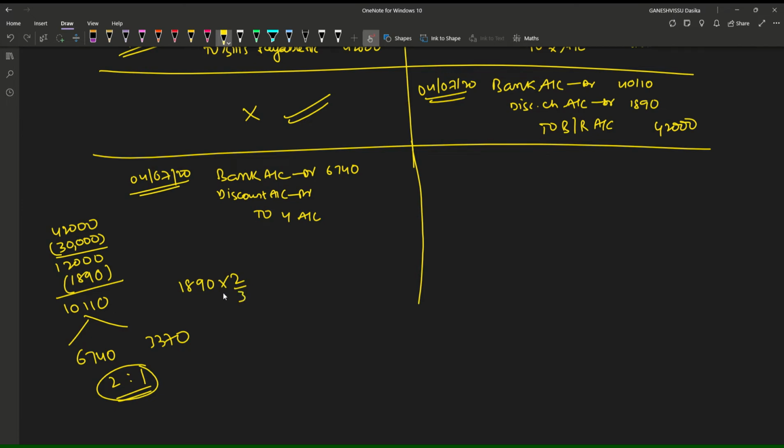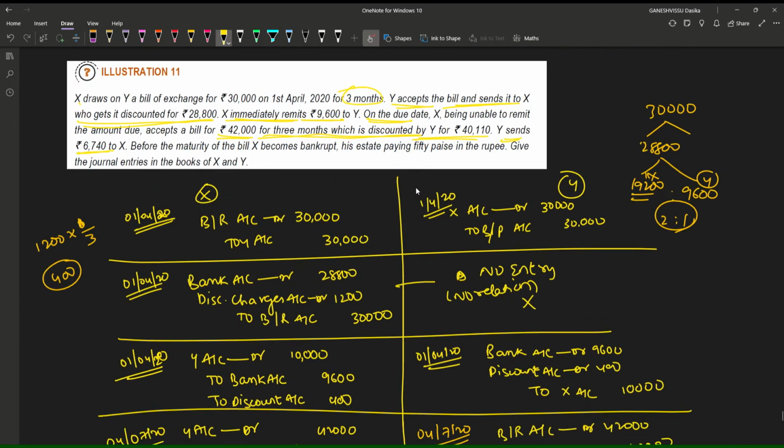1,890 into 2 divided by 3, 1,260 is the share, and plus 6,740 would be 8,000. Simply what we can say, out of this 12,000, if we divide in the ratio of 2:1, that would be 8,000 and 4,000, right? In the same sense, we need to understand simply.